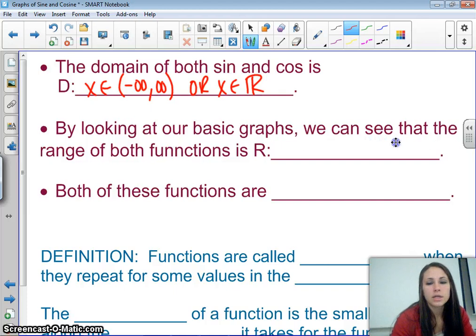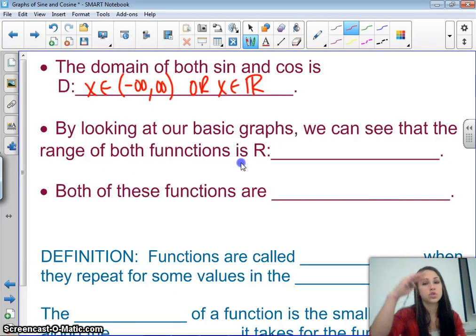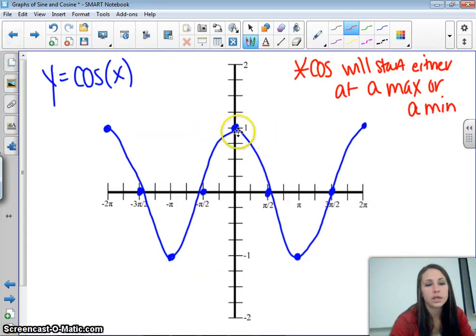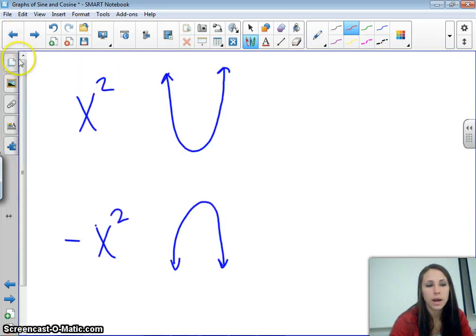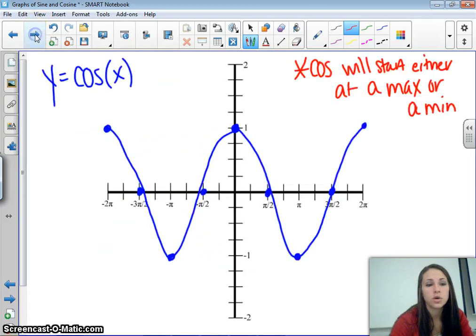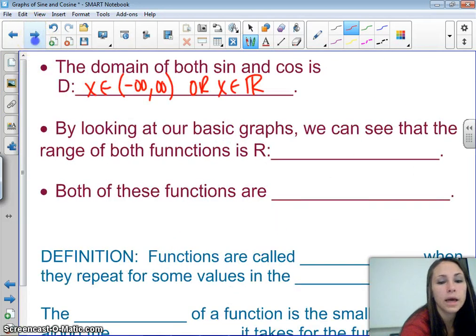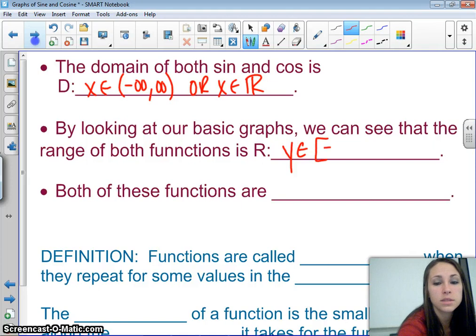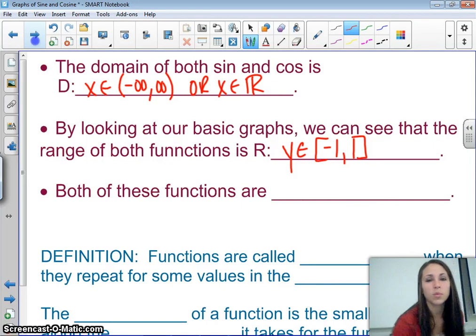And so by looking at our basic graphs, we can see the range of both of these functions, if we haven't done anything to them, if we don't stretch them or anything like that. Remember, range is the lowest point to the highest point. And so for both of these, the lowest points are at -1 and the highest points are at 1. And so we actually have points that hit that. So when I write my range, I'm going to say y belongs to the set from brackets -1 to 1. And remember, we want brackets on there because we want to include these points.